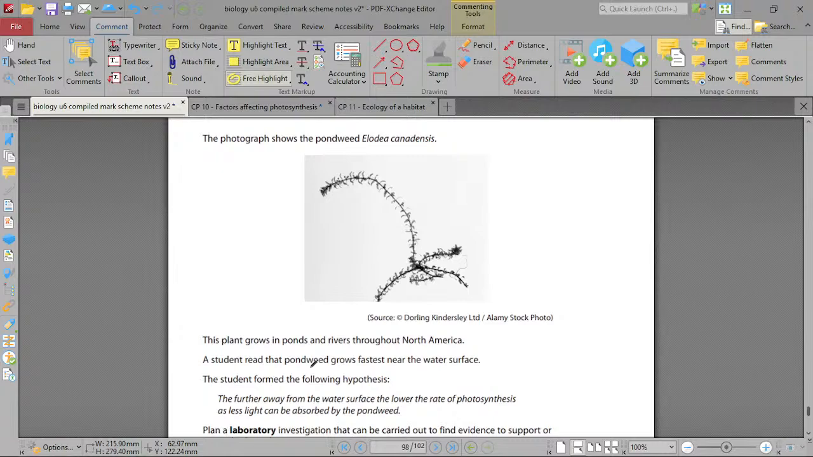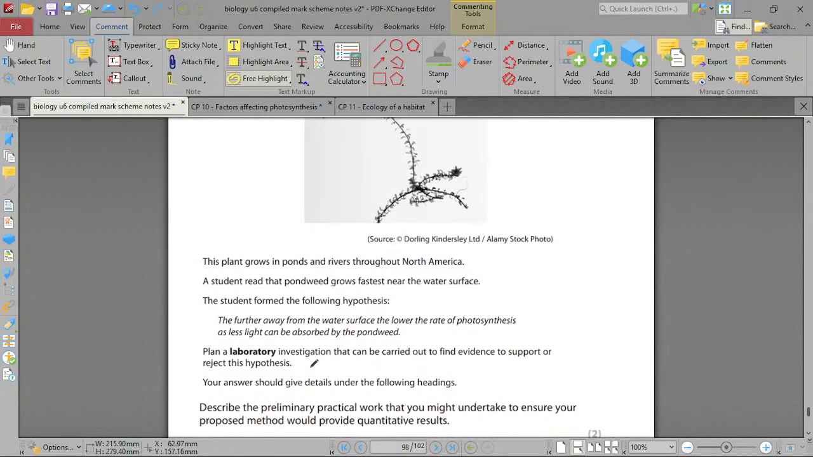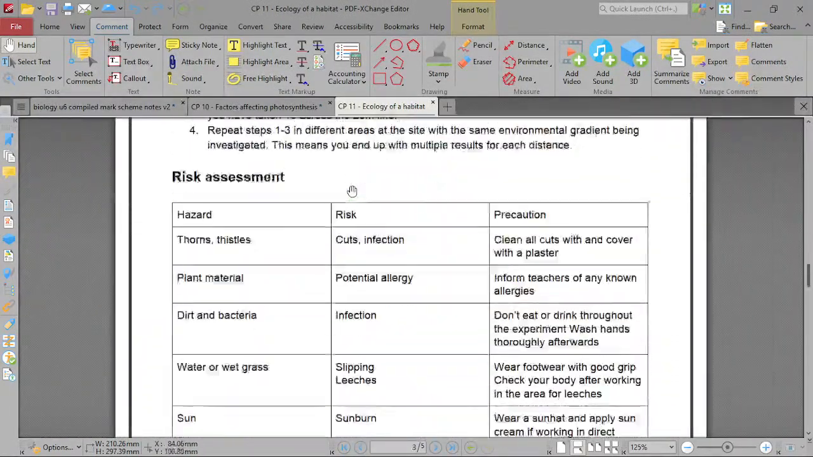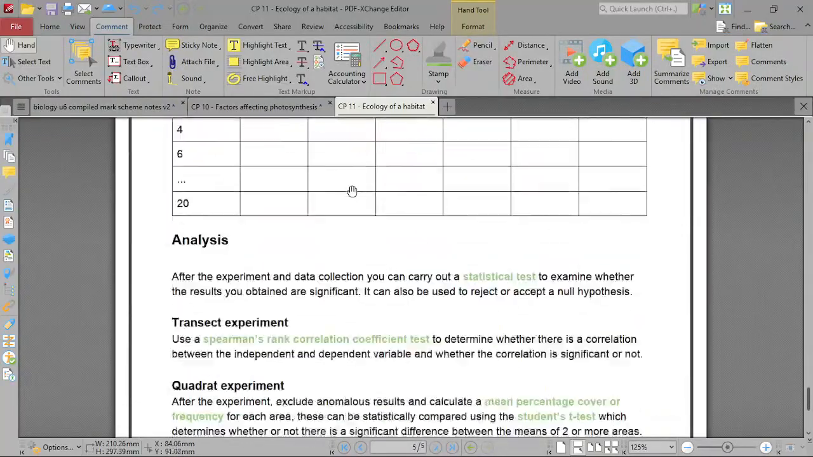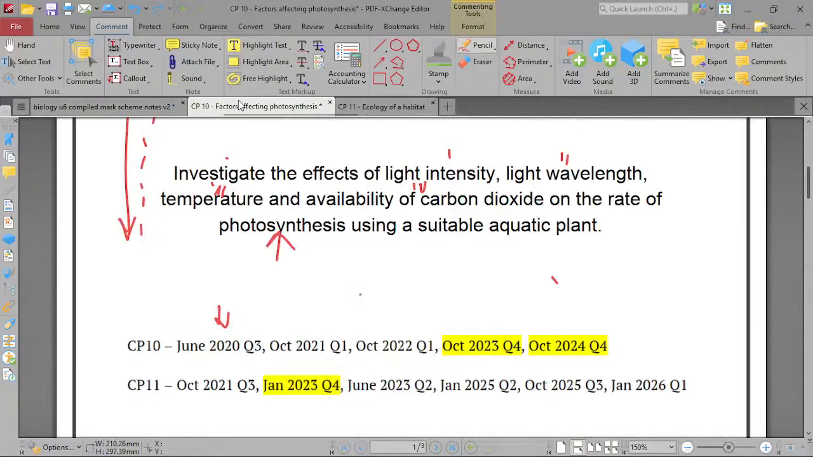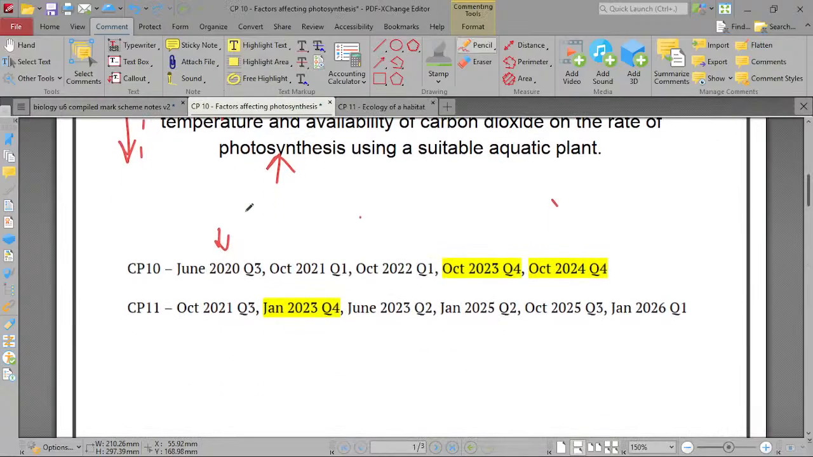Now we have the pondweed. Now this plant grows in ponds and rivers throughout North America. A student reads that pondweed grows fastest near the water surface. Wait, hold on. Is this a difficult one? Okay, this looks a bit more difficult. How many core practicals are there for 11? Quite a few. Okay.